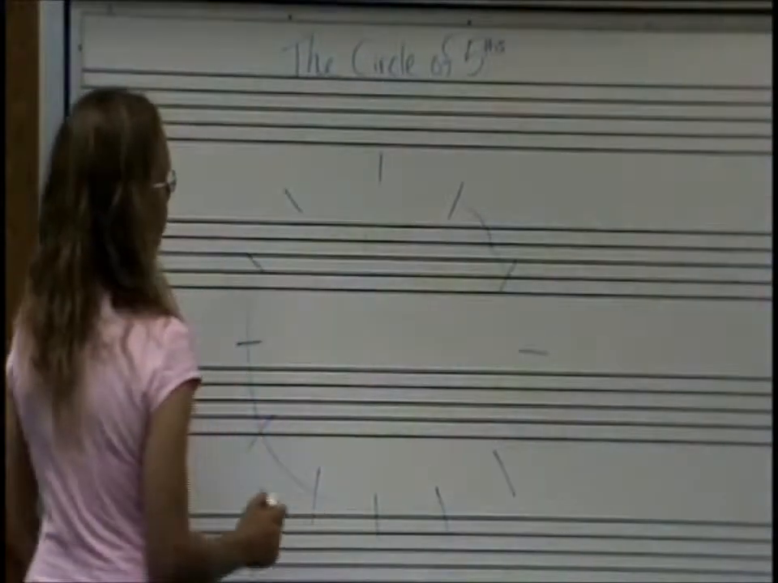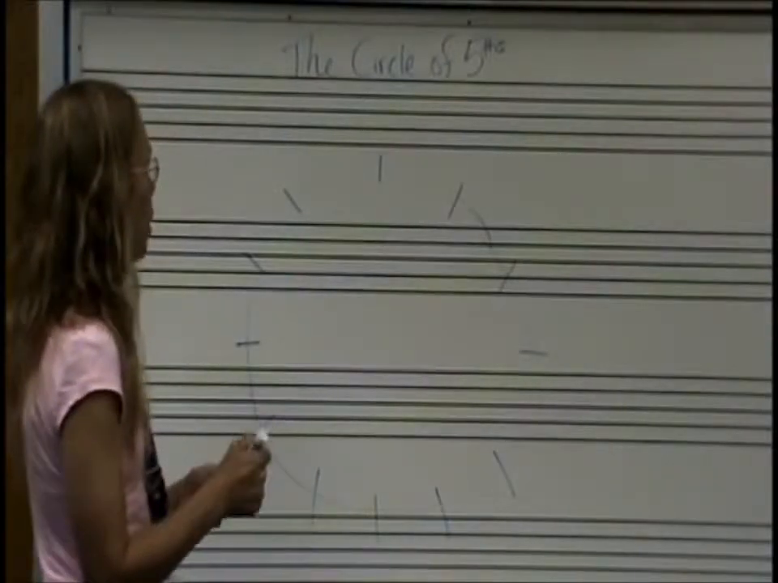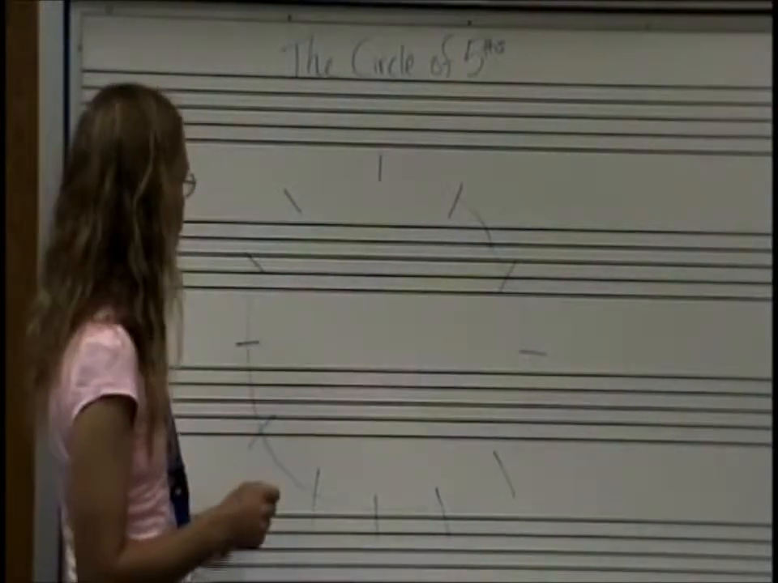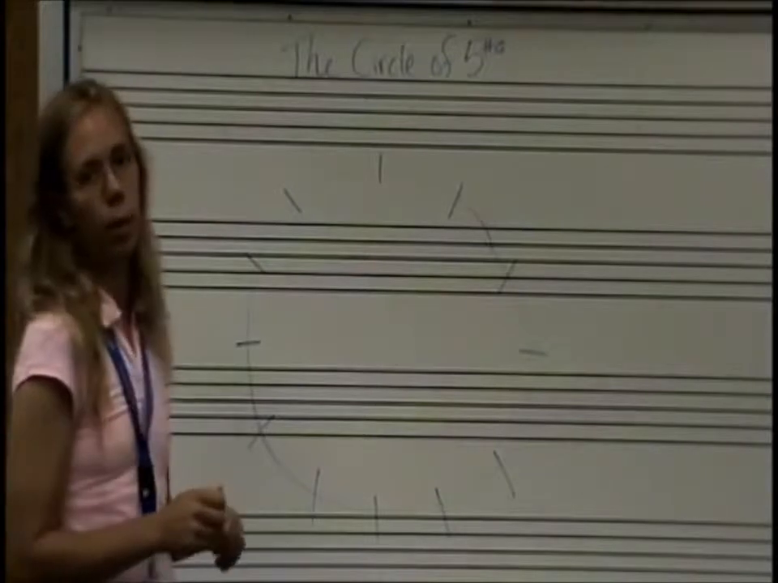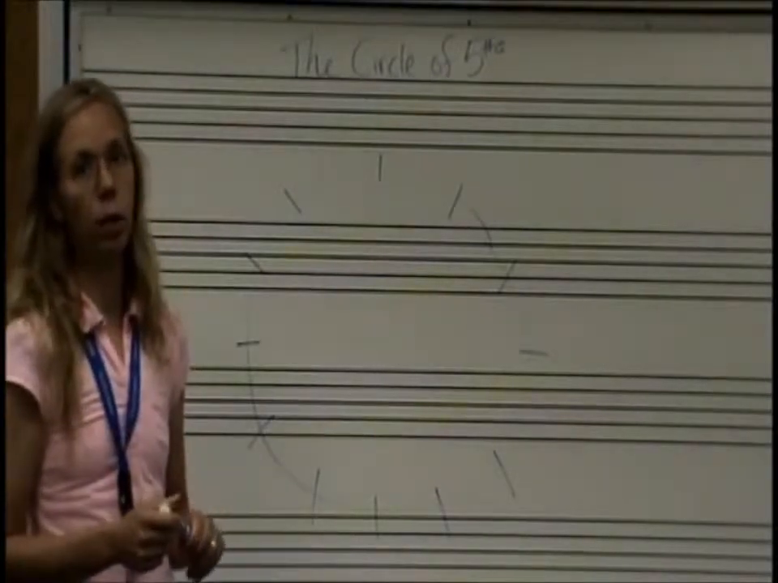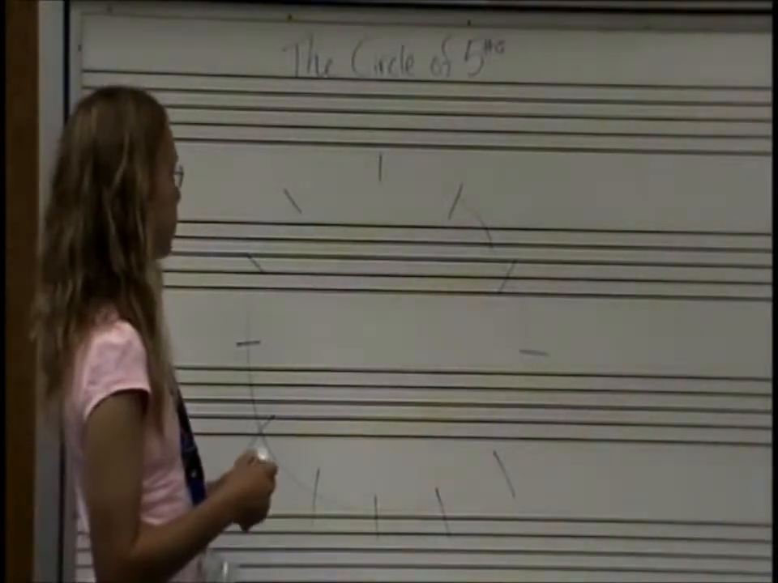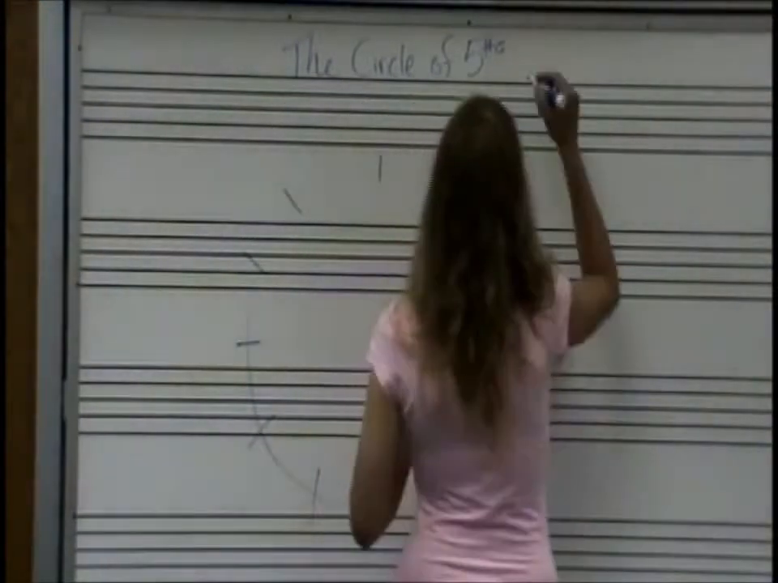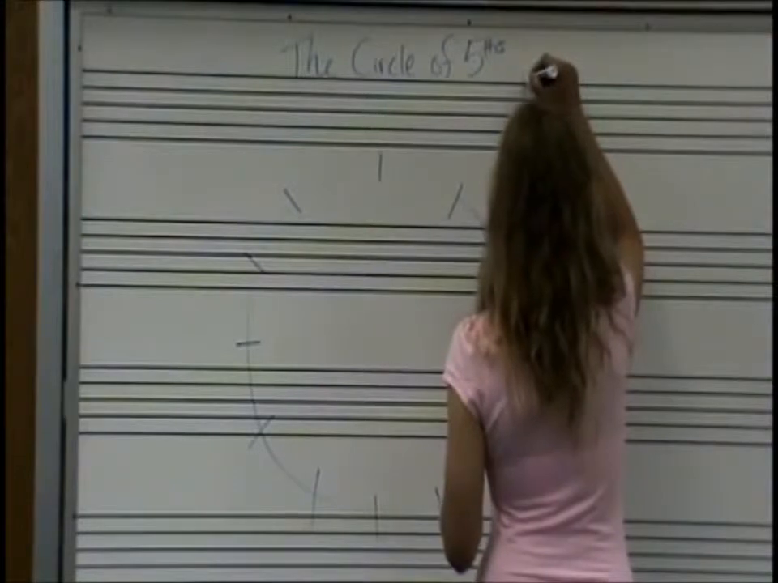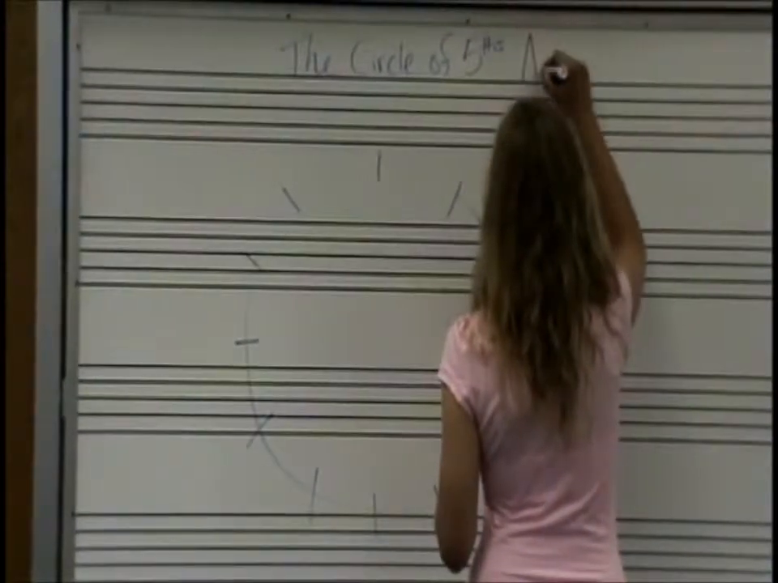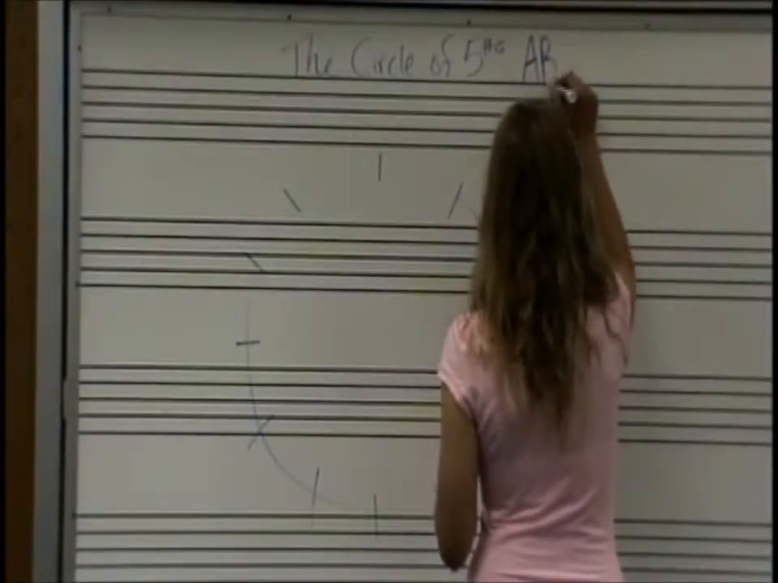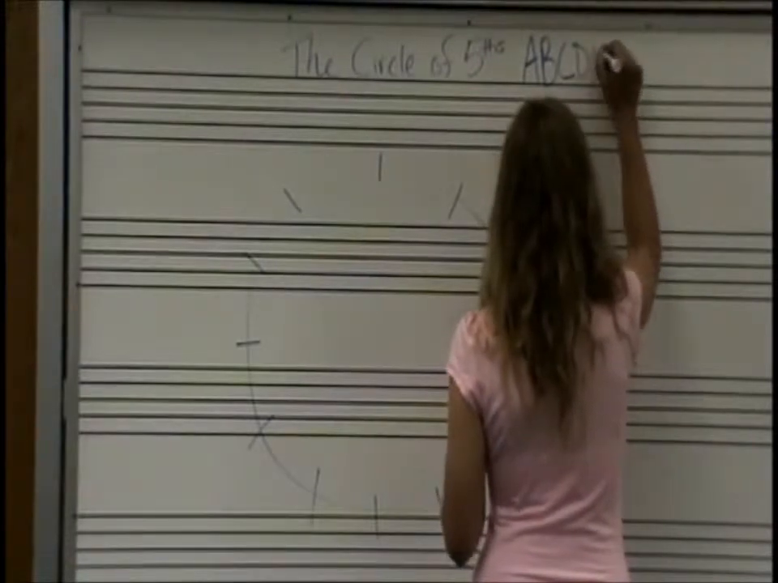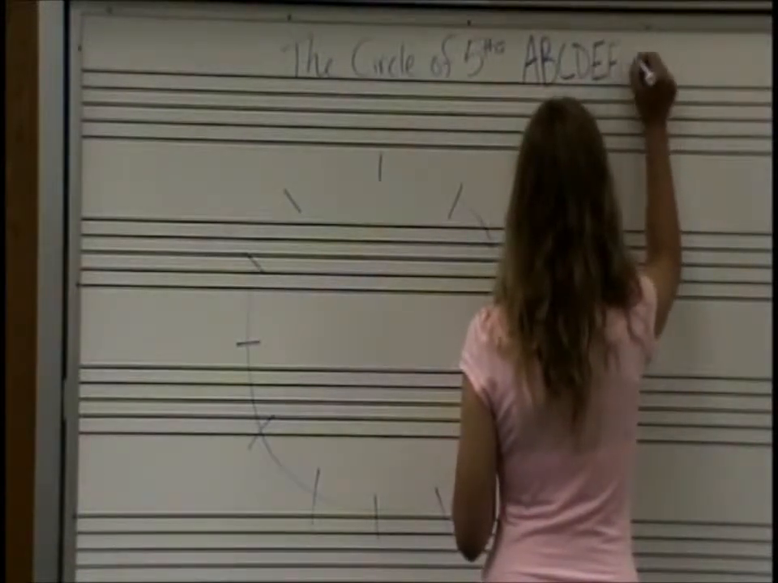11 o'clock. Now you should have 12 evenly spaced lines all the way around your circle. Count them and make sure that you don't have 11 or 13 right now. Once you're done with that, write at the top corner of your page the musical alphabet. A, B, C, D, E, F, and G.